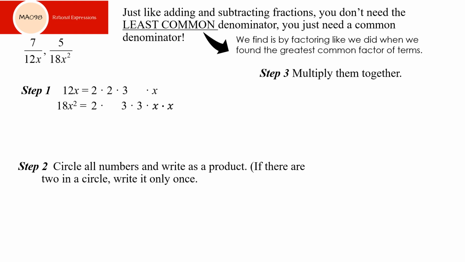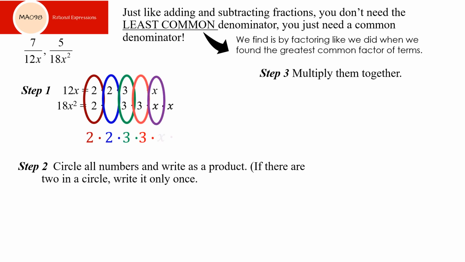So first, we're going to circle all the numbers. 2 times 2 times 3 times 3 times x. Now you're going to notice, even though there was only one 2, I wrote it down. And in the red, there was only one 3, I wrote that down. And in the black x, there was only 1, and I wrote it down.